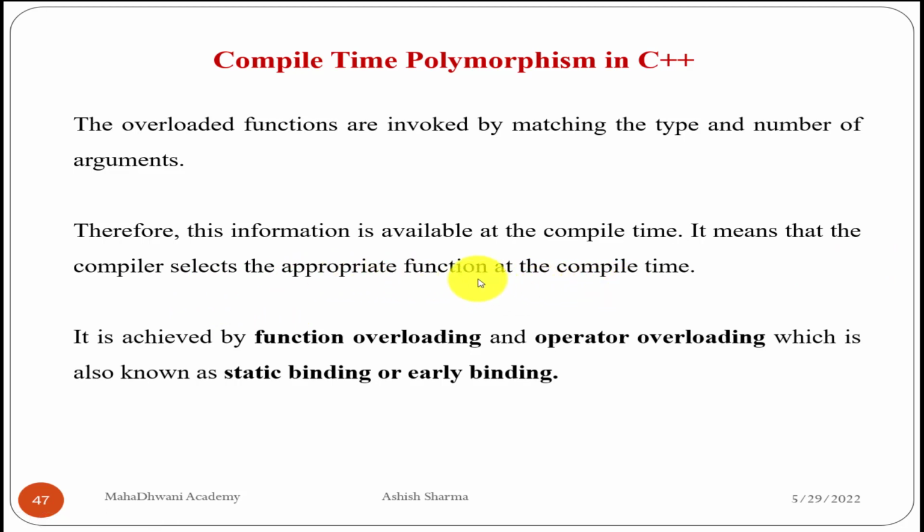If our source code does not have any error, the appropriate function will be selected at the time of compilation of the program. Which action will be performed at runtime has already been selected at compile time. It is achieved by function overloading and operator overloading, which is also known as static binding or early binding. Compile time polymorphism is also called static binding or early binding.